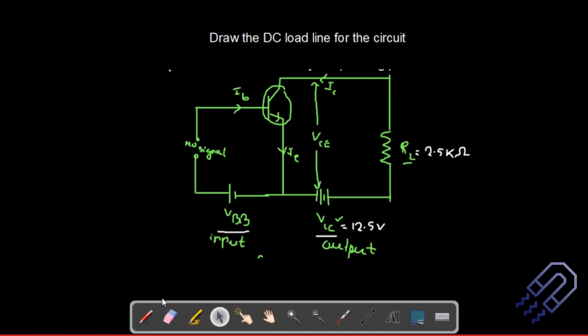Let me give you 5 to 10 minutes so that you can look into the previous problem or the previous solution that I've given, or the discussion that we have had on the DC load line, and find the values on the x-axis and the y-axis.